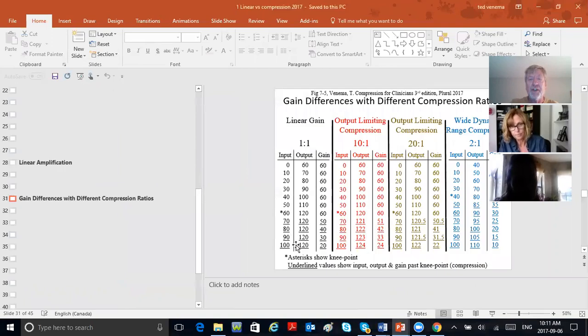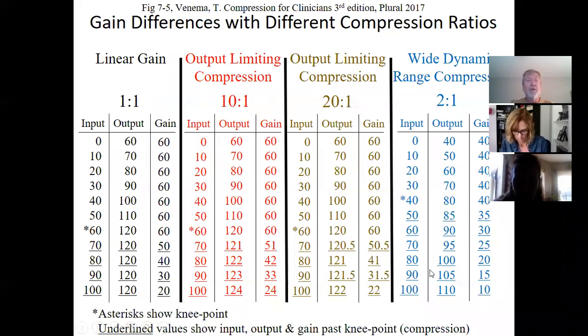Look at this here. This is an example. I'll make this here large. Take a peek at this one here. What can happen to good people with different compression ratios?